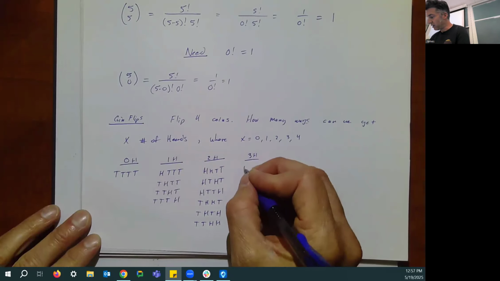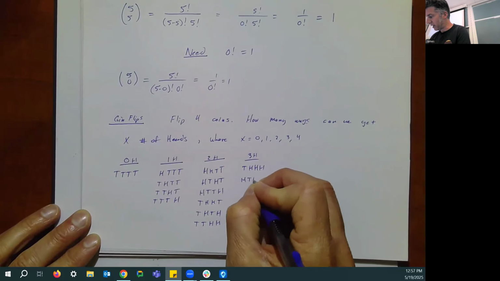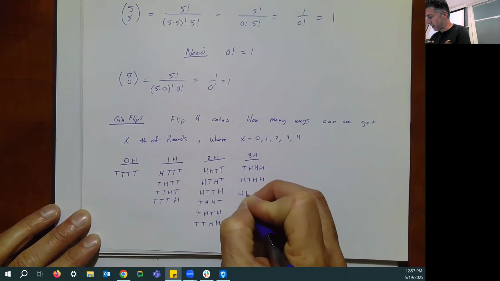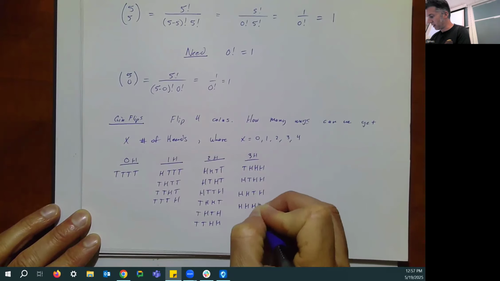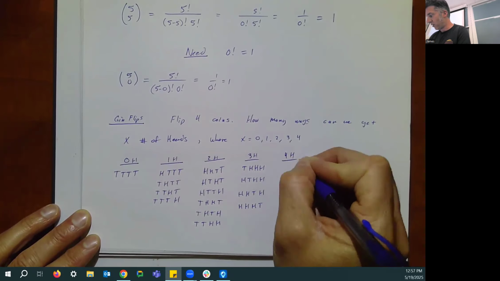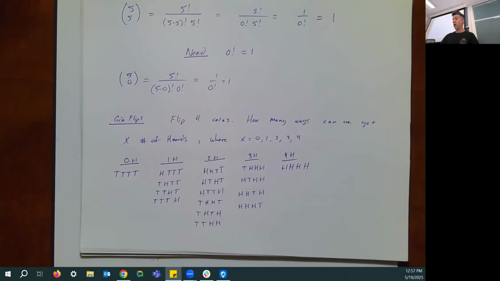So we're going to get tails, heads, heads, heads; heads, tails, heads, heads; heads, heads, tails, heads; and then heads, heads, heads, tails. And finally, 4 heads, well, there's only one way. Heads, heads, heads, heads. Now here's what I want you to know.